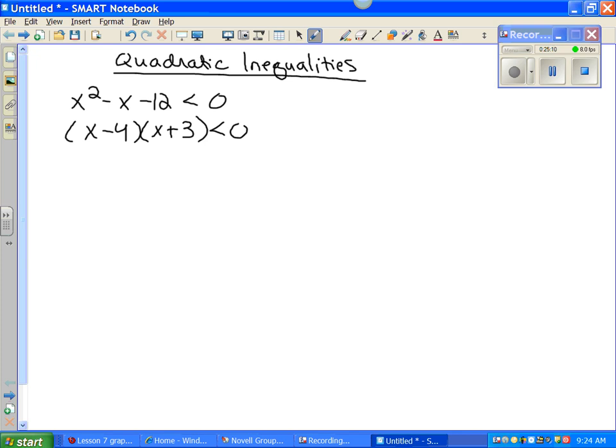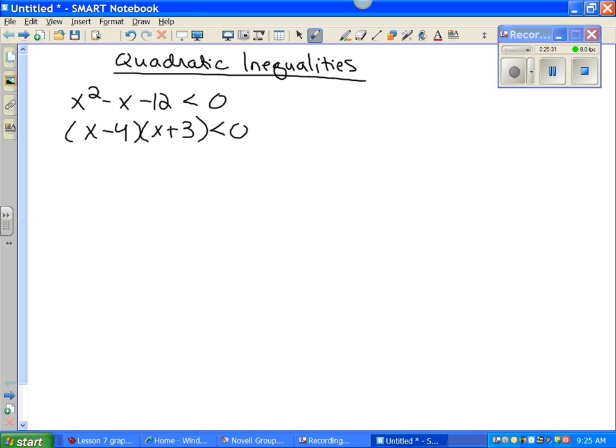Okay. So now here comes the trick. When you're dealing with quadratic inequalities, what we wind up doing is we get two possible solution sets. All right? And then we have to decide which one works for us. So here's what you do. Are you paying attention? Okay.